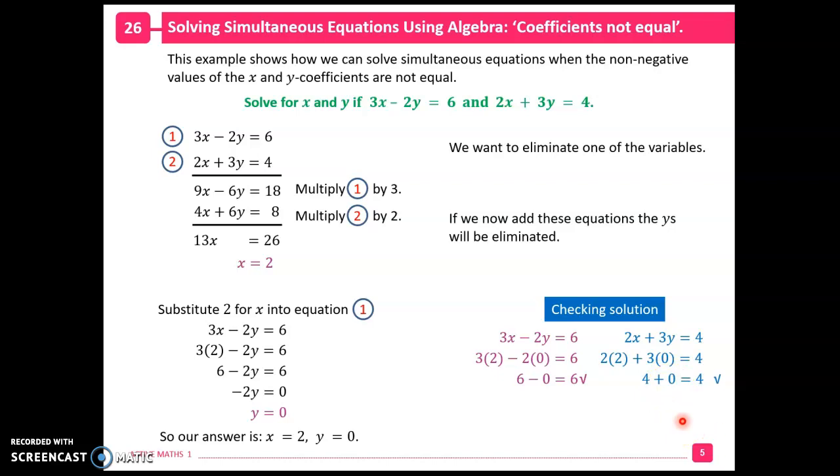So the key to this solution, when we don't have any pairs of coefficients that match, we make them match by multiplying one equation by the coefficient of the other. So we multiply equation 1 and we multiply equation 2, and we switch the coefficients each time.